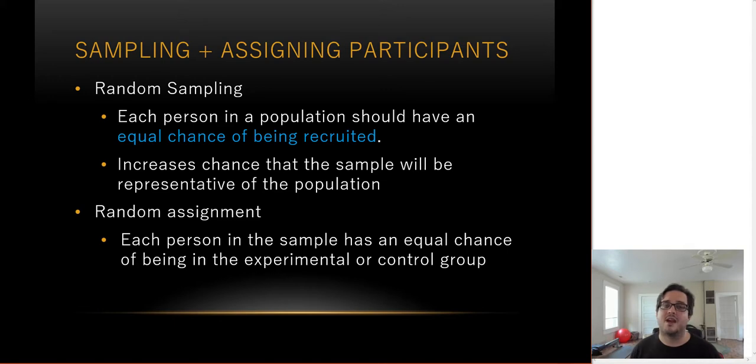So random assignment is super important. Again, random sampling is everyone has an equal chance of being in the study. Random assignment is everyone has an equal chance of being in either the experimental or the control group.